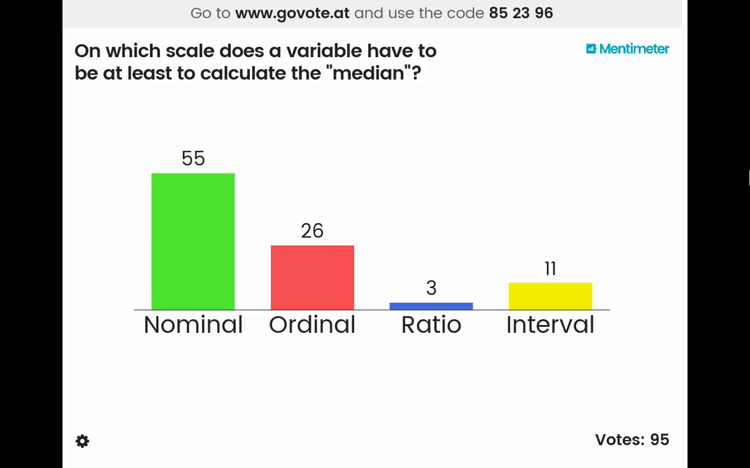If I ask you, are you male or female, I cannot line you up in an order here, right? There's no ordering there, which means I cannot calculate an average out of that, right? That's what a median is, but we'll come back to that in the second part of the lecture.